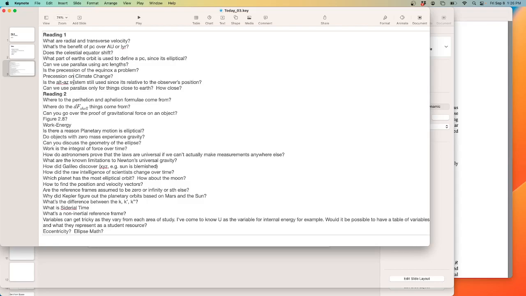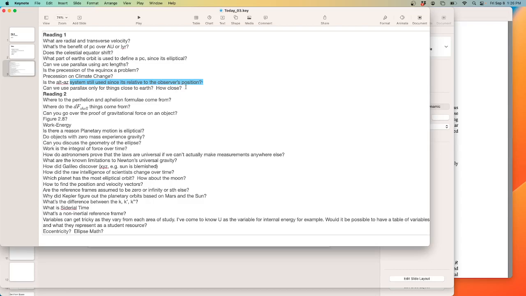Let's see. Is alt-az still used since it's relative to the observer's position? Yes, it's relative to my position, but it's still useful because it's relative to my position. So that makes it easier to deal with. Okay, can we only use parallax for things close to Earth? How close? I'll show you that in a second.